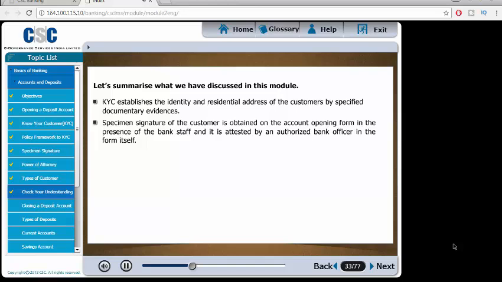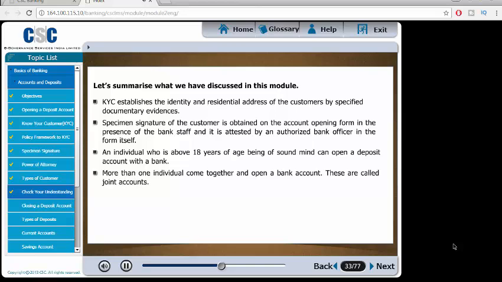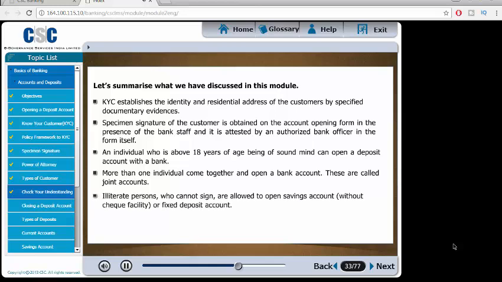An individual who is above 18 years of age, being of sound mind, can open a deposit account with a bank. More than one individual can come together and open a bank account. These are called joint accounts. Illiterate persons who cannot sign are allowed to open a savings account without check facility or a fixed deposit account. Deposits are broadly classified into three categories: demand deposits, term deposits, and hybrid or flexi deposits.